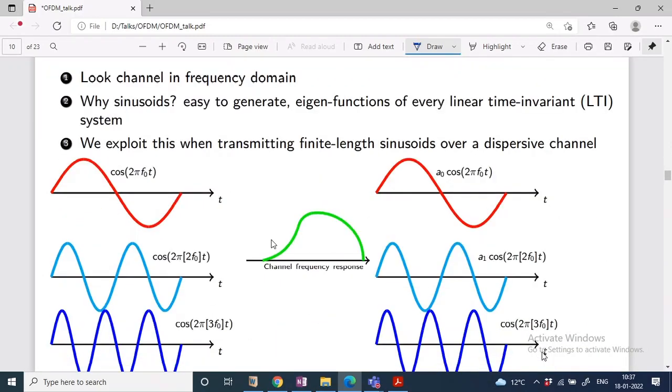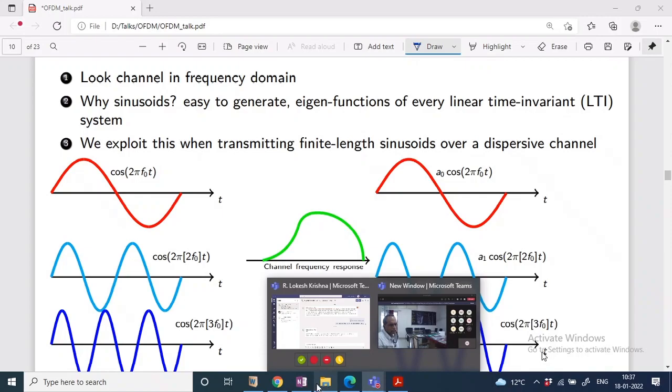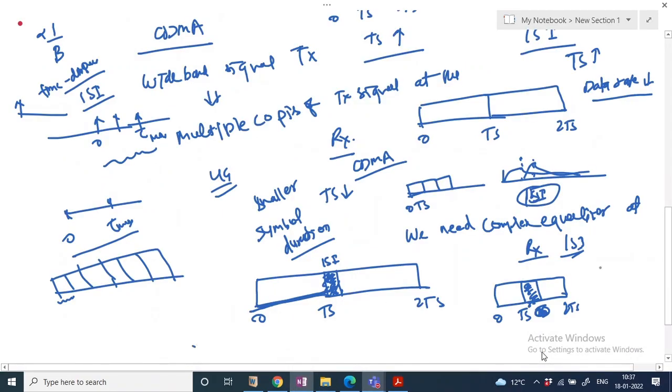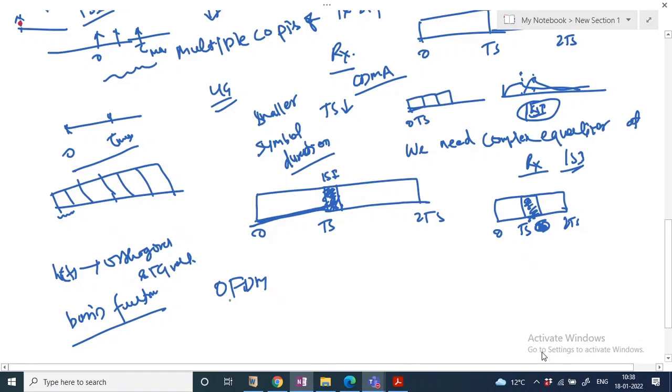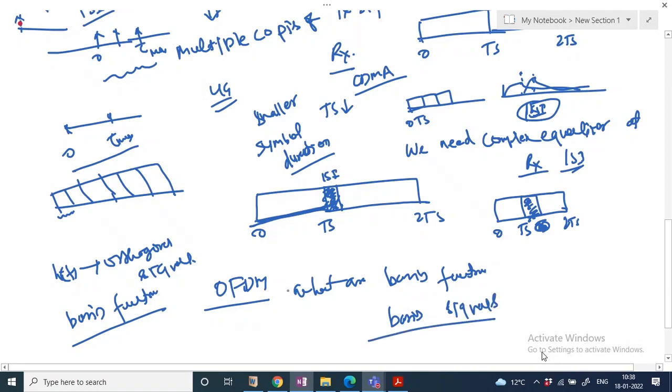Now the question is, the h(t) that we have seen, these are the orthogonal signals. These are also called basis functions or basis signals. So in OFDM, what are the basis functions or basis signals? What are the orthogonal signals in OFDM?